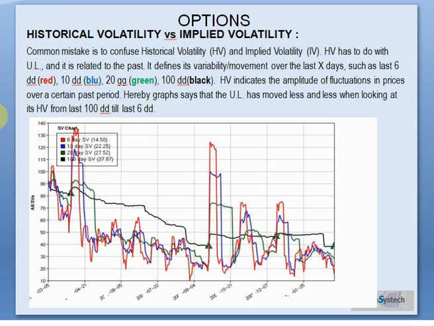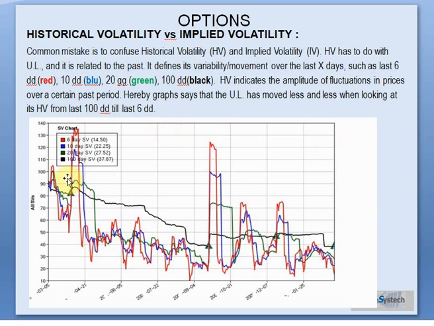Alright, let's move to the historical volatility. It's a common mistake to confuse the two volatilities, implied and historical volatility. Historical volatility is always related to the underlying, so the stock share and other linear instruments, while implied volatility is typically related to the options. So in other words, the historical volatility defines the variability, the movement over the last X days, whatever X is, such as 6 days, 10 days, 20, 100.